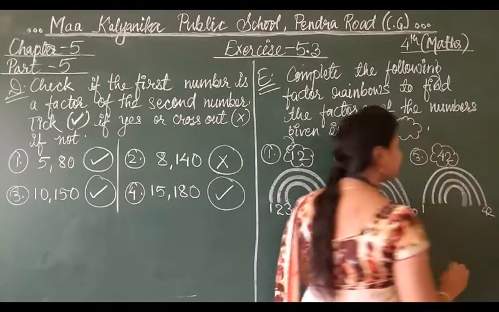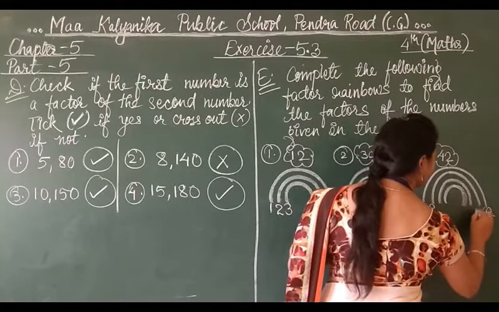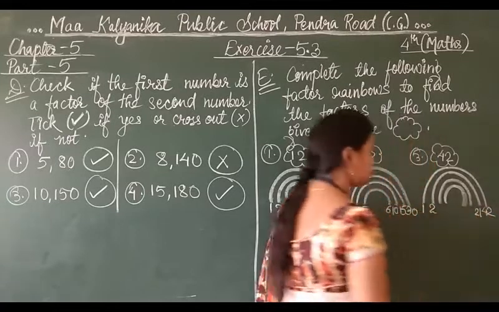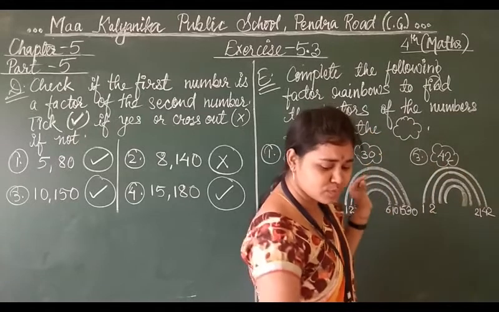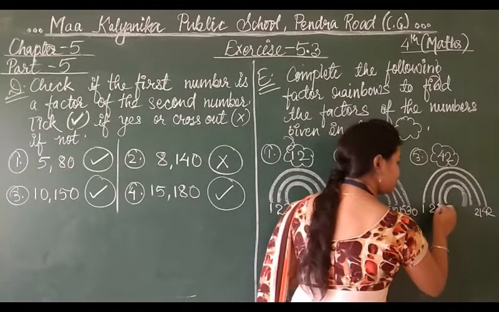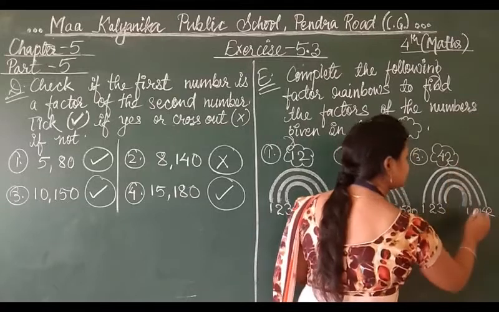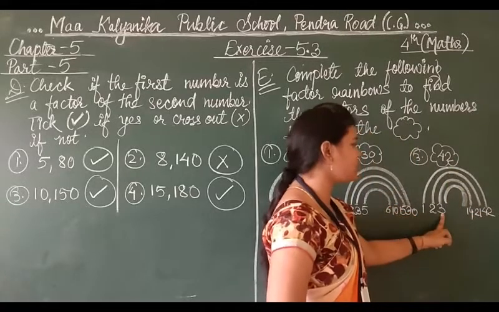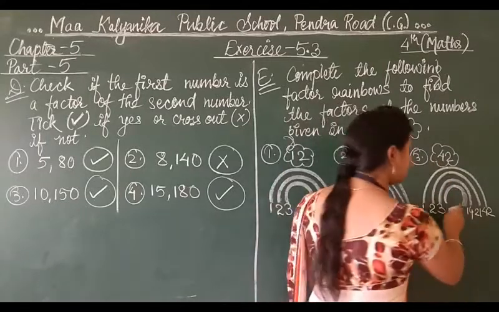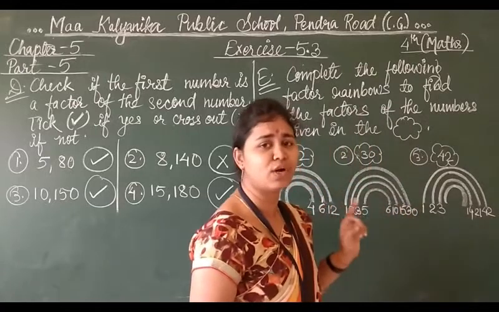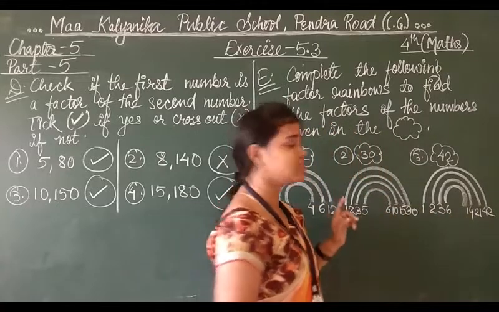So see students, 1 multiplied by 42 is 42. 2 can be. Yes. So 2 4's are 8 and 2 1's are 2, so 42 divided by 2 gives 21. So 2 21's are 42. So now moving to 3. 3 can divide 42. Yes. So 3 14's are 42. Now next, can 5 divide 42? No. Then next one we are taking 6. So 6 7's are 42.